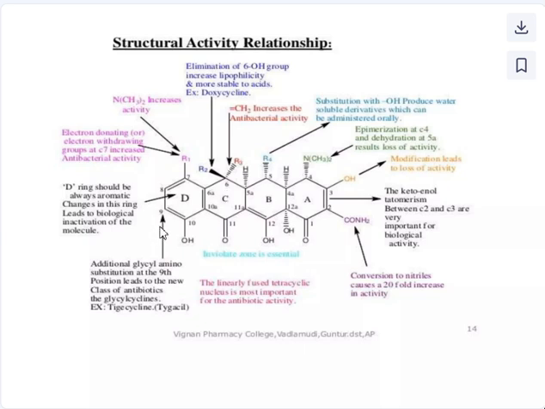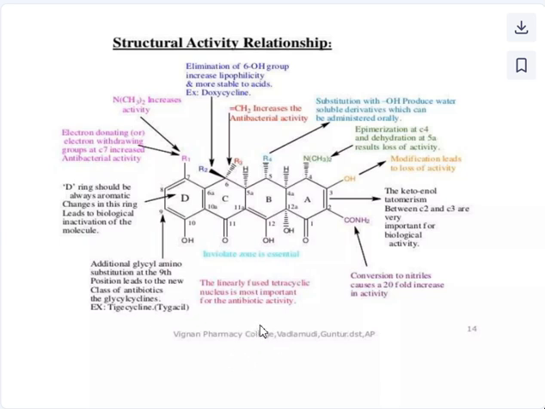The D ring should always be aromatic. Changes in the ring lead to the biological inactivation of the molecule. Additional acyl amino substitution at the 9th position leads to a new class of antibiotics, that is glycylcycline, that is tigecycline, also called tigecycline.